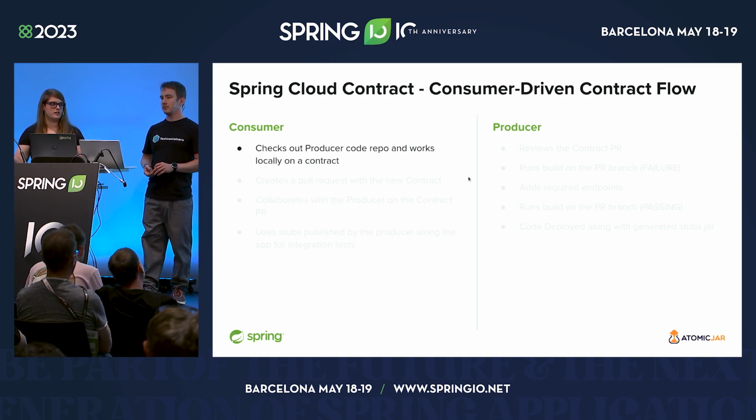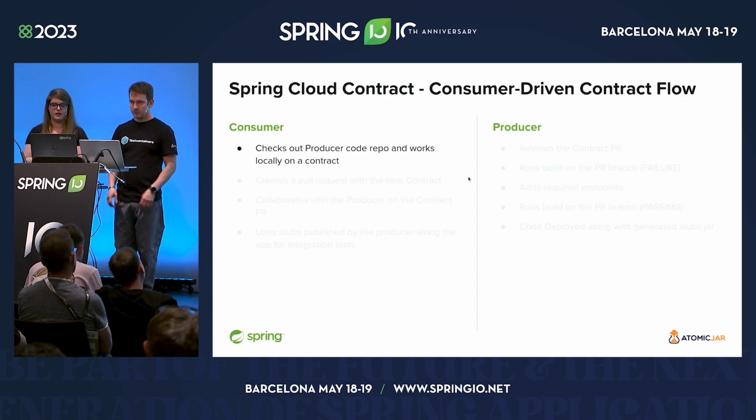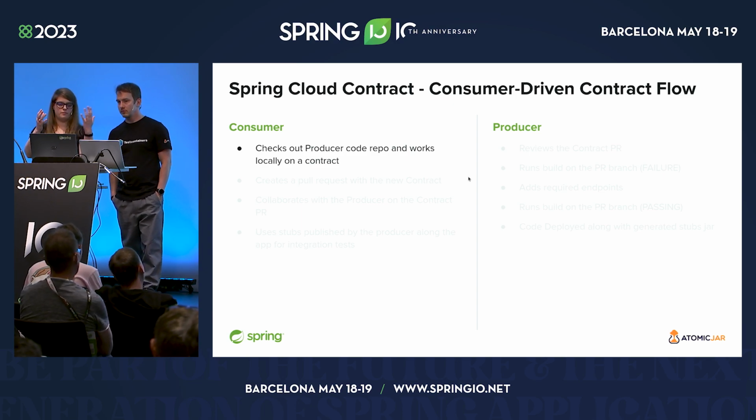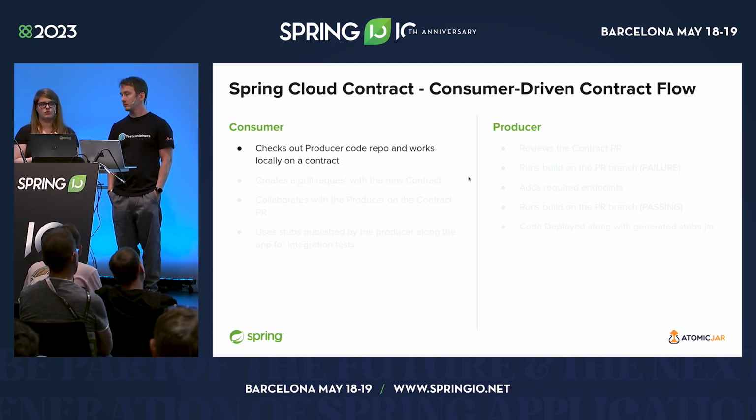So yeah, what does this flow look like? For us, working in open source, we believe in pull requests. It is a super effective way of collaborating. So we think the best thing is for the consumer to check out the producer code repo and first work locally to design a contract.